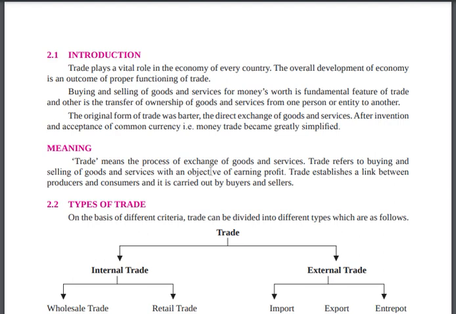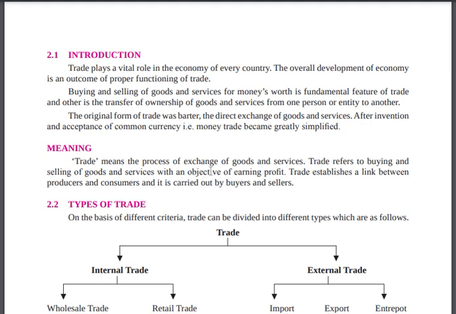Clear? Now let's understand the meaning of trade. Trade means the process of exchange of goods and services, as simple as that. Right now I am doing trading with all of you. How? Because I am giving a service to you, right? So trading means exchange of goods. Goods means pencil, mobile phone, everything that comes under goods. Service means I am doing a service.